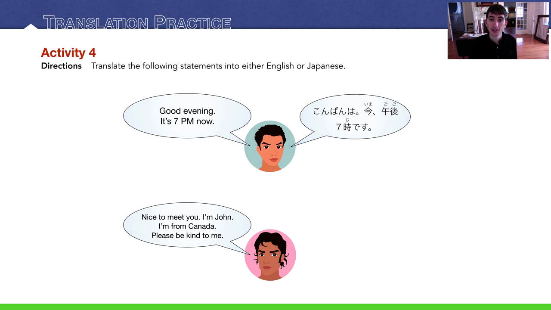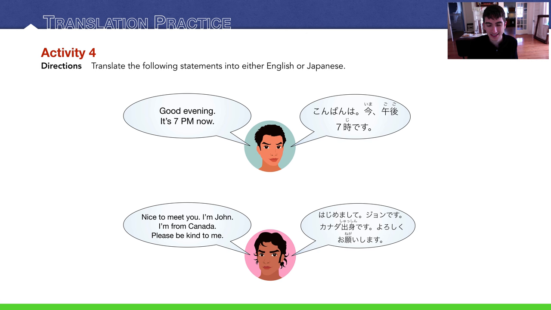Okay. On the bottom, we have nice to meet you. I'm John. I'm from Canada. Please be kind to me. In Japanese, we would say, Hajimemashite, Jon desu. Kanada shusshin desu. Yoroshiku onegaishimasu. Now, this isn't the only way to say this, right? You could also have translated it to Kanada kara kimashita. And instead of yoroshiku onegaishimasu, you could have also said dozo yoroshiku. Okay.